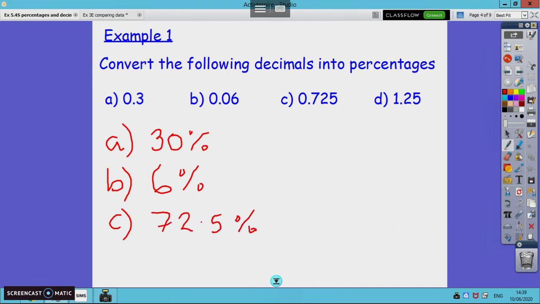72.5%. Now you can have a decimal as a percentage, like 72.5%, that's allowed, you can have that. And then the last one, 1.25, multiply everything by 100 and you get 125%, and you can get percentages over 100, so that's absolutely fine. Okay, so make sure you've got those copied down, please.